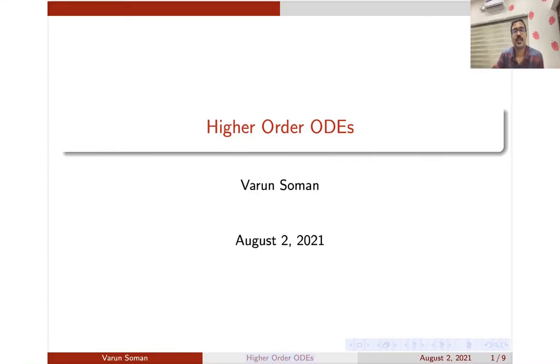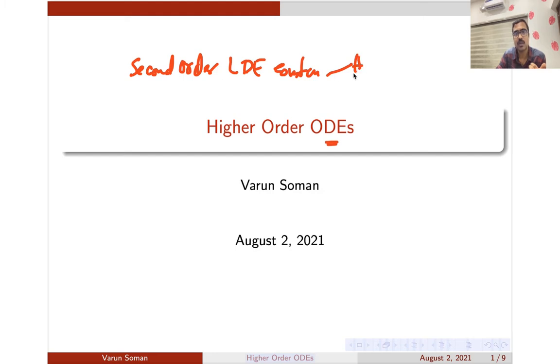Hi, in this session we'll be discussing the solution techniques of higher order ordinary differential equations. Here, this will be an extension of the methods which you have already discussed in second order differential equations, in particular second order linear differential equations with constant coefficients, be it homogeneous or non-homogeneous. We'll extend those methods which you have devised there to higher order ODEs.